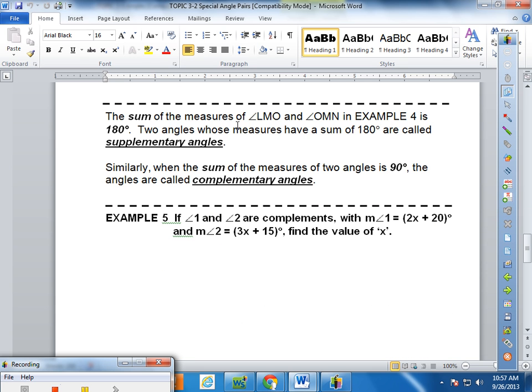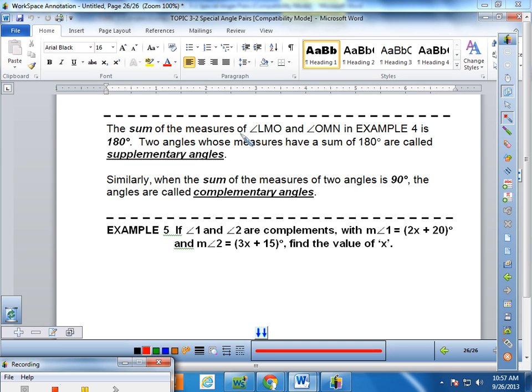The sum of the measures of angles LMO and OMN in example 4 is 180 degrees. These two angles whose measures have a sum of 180 are called supplementary angles. So that's something else you need to know. Supplementary angles equal 180 degrees. Similarly, when the sum of the measures of two angles is 90 degrees, the angles are called complementary angles. So complementary angles equal 90 and supplementary equal 180.